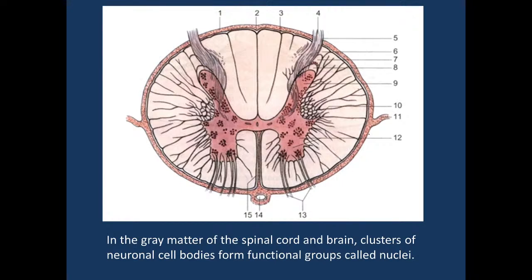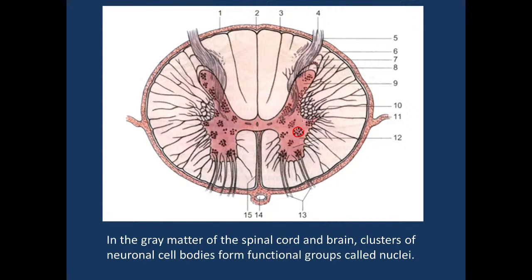In the gray matter of the spinal cord and brain, clusters of neuronal cell bodies form functional groups called nuclei. Here, this is the group we call nuclei. Sensory nuclei receive input from receptors via sensory neurons, and motor nuclei provide output to effector tissue via motor neurons. So we distinguish sensory nuclei and motor nuclei in the spinal cord as well as in the brain.